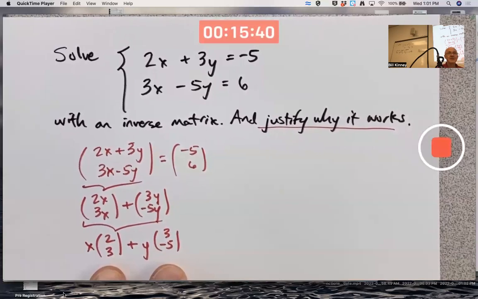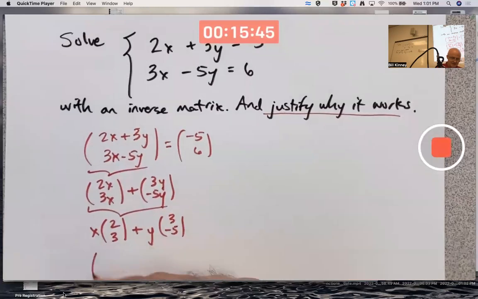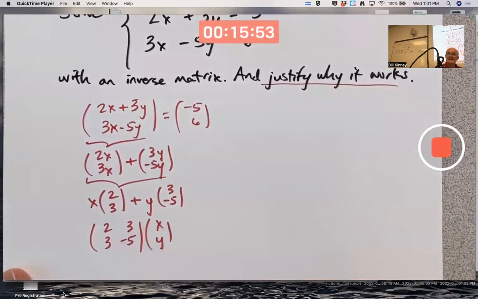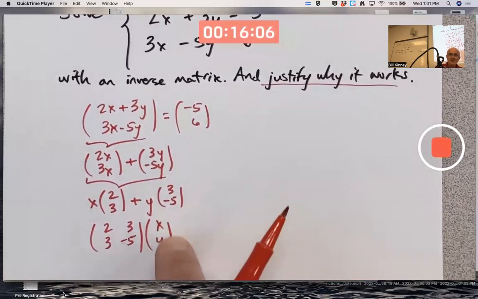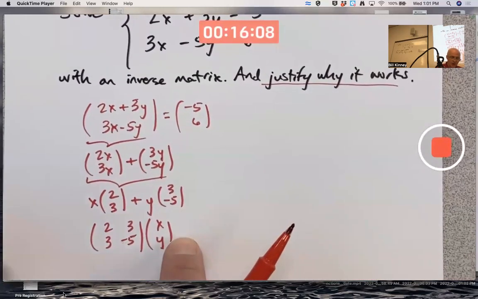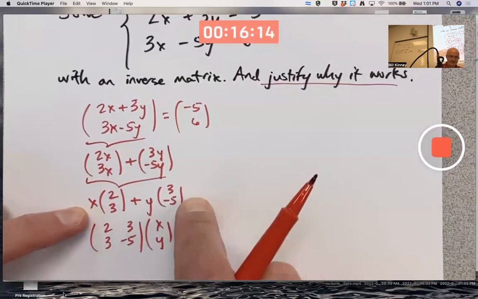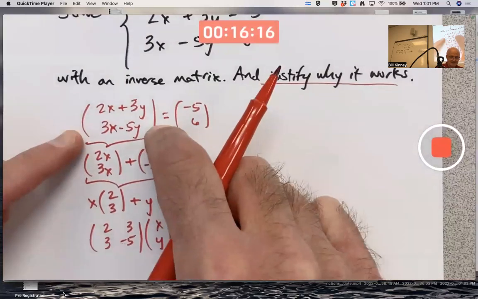That's the same as the definition of a matrix times a vector. What matrix? The matrix whose columns are 2, 3, and 3, negative 5, times what vector? The vector whose components are x and y. By definition, remember, back even before exam 1, of a matrix times a vector, we said you take a linear combination of the columns of the matrix, where the entries, the components of the vector, are the weights, the coefficients in front of those column vectors. That's what we've got here. That's the same thing as this. That's the same thing as this.